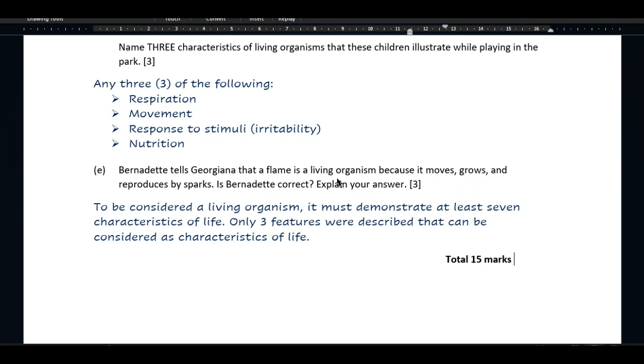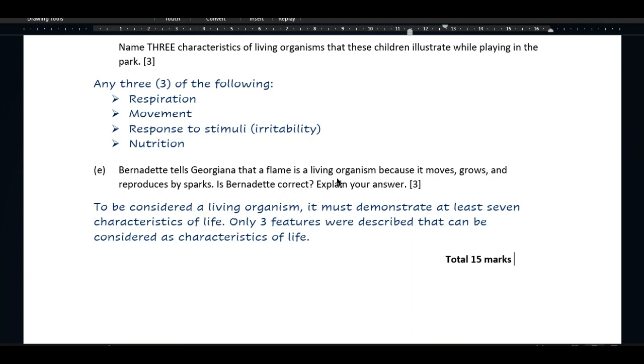In this case, Bernadette only gave three. So even if, let's say, it really did move like a living organism and it did grow and reproduce like a living organism, it's still just three features. It's still just three characteristics. So it still fell below the requirement, right? So in a question like this, you keep it simple. You need to cover seven, only three were described, so that alone tells you it's not a living organism, right?